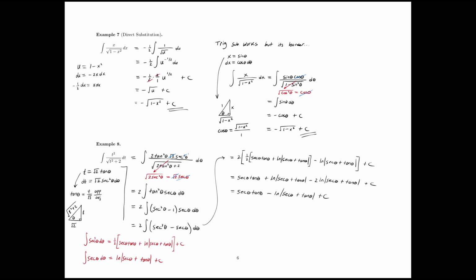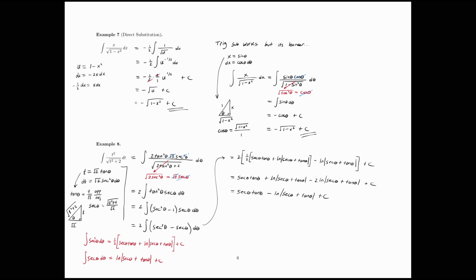So we need secant. Secant of theta is the reciprocal of the ratio for cosine. Cosine is adjacent over hypotenuse. So for secant, it's just the flip of that, the reciprocal of that. So secant is the hypotenuse over the adjacent. So secant of theta is the square root of t squared plus 2 all over the adjacent side length of square root of 2.